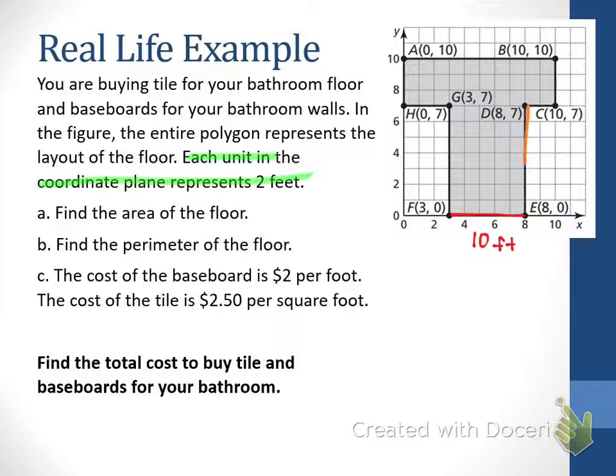This next one, all right, how many boxes up does it go? 2, 4, 6, 8. It goes 7 boxes, which is how many feet? 14. 2, 4, 6, 8, 10, 12, 14 feet. Where else is there going to be a 14? On the other side, because it's the same height.